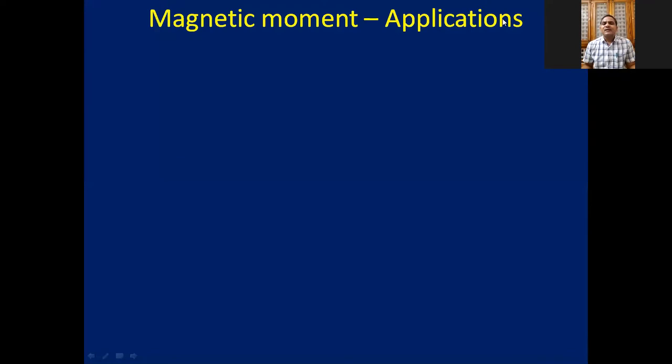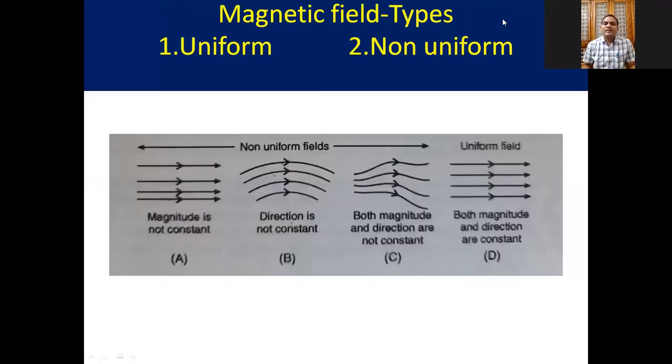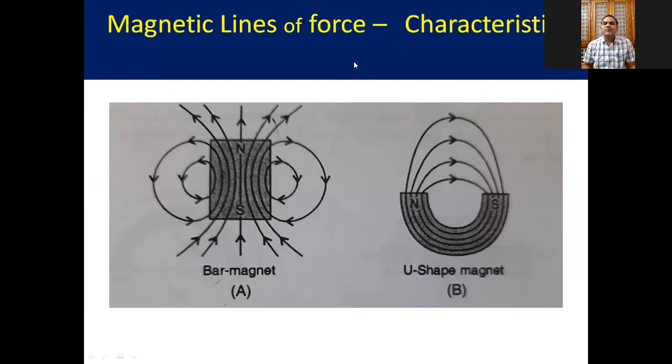After that, we defined the magnetic moment and covered its different applications. Types of magnetic fields are two types: uniform and non-uniform magnetic field. You can observe the lines of force in the figure. In the uniform field, the magnetic lines of force are parallel and equidistant. In the non-uniform field, they will be straight lines or curved lines, right? So here, these are the magnetic lines of force due to the bar magnet and horseshoe magnet. In the bar magnet, the lines of force are curved lines. Here it is a non-uniform magnetic field.